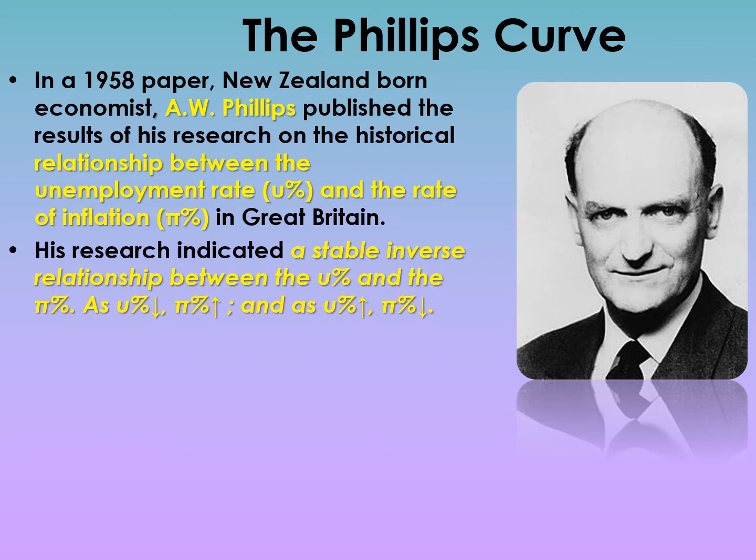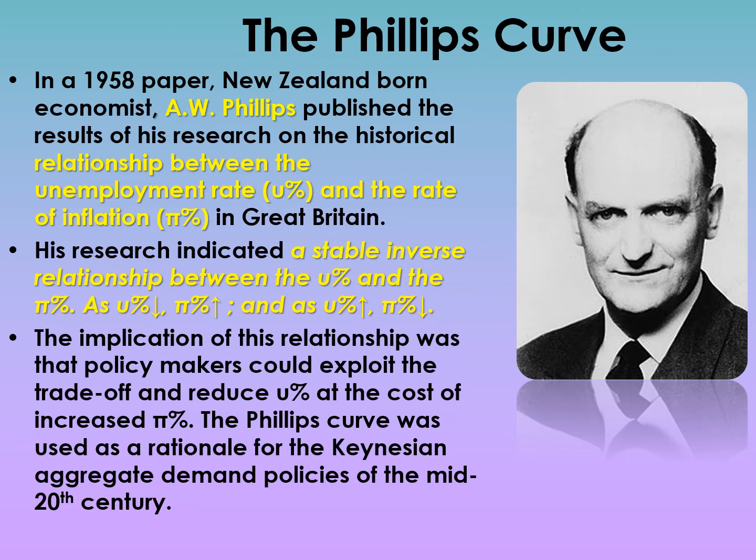Now, Phillips' research indicated that there's a stable but inverse relationship between the rate of unemployment and the rate of inflation. So, in general, as unemployment goes down, inflation goes up, and as unemployment goes up, inflation goes down. That should sound familiar from what we learned about the aggregate model back in Unit 3. Now, the implication of Phillips' research was that this relationship could be exploited by policymakers, people in the government. They could use this trade-off and they could reduce unemployment, but at the cost of more inflation.